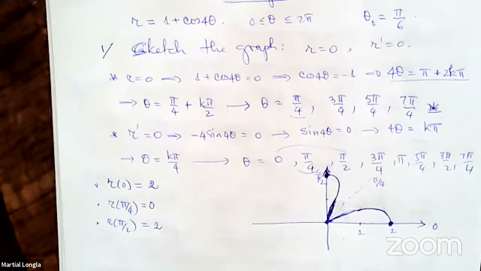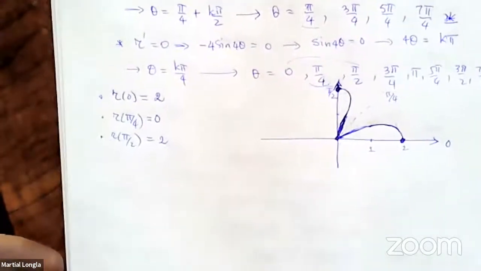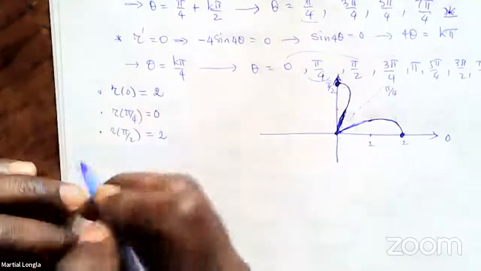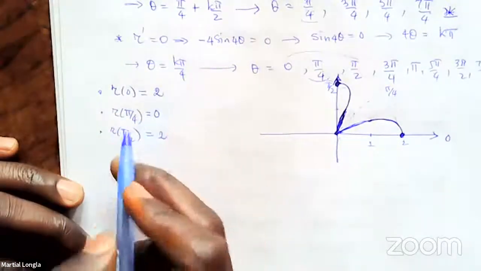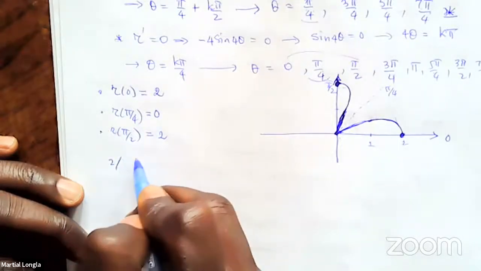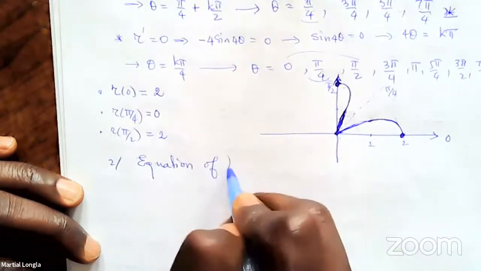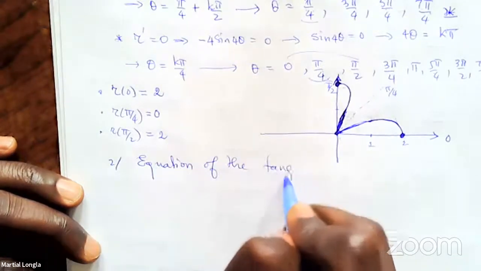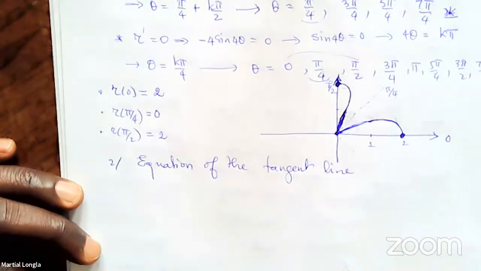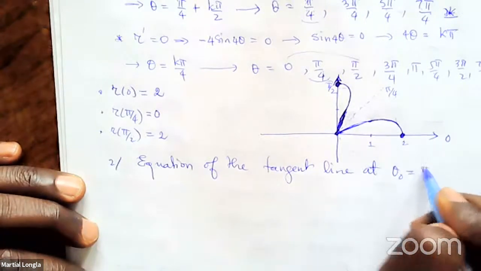Are we good? Yes. Now, like I said, I just needed that piece. And then in the second guy, we want to find equation of a tangent line. At theta 0 equals pi over 6.